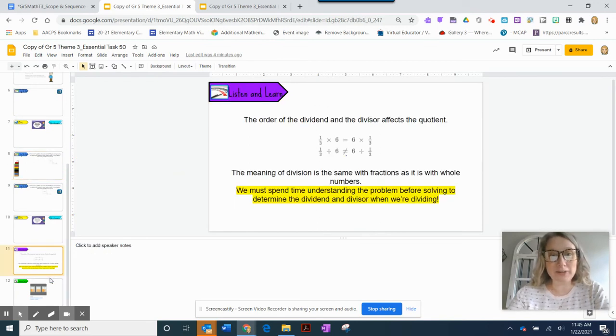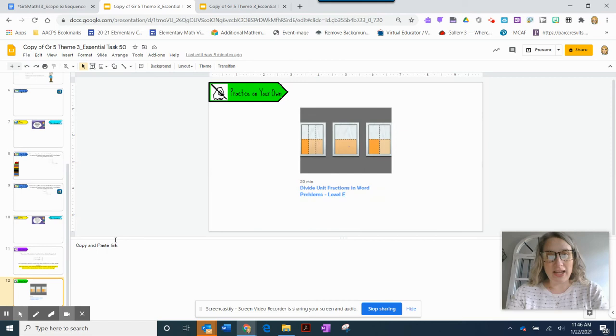You will see here that our big idea, once again, is that we need to spend time understanding the problem before we solve to determine what our dividend and divisor is. We can't just be number grabbers. We have to interpret, we have to make meaning of that problem. There's a Ready Common Core video here for them to practice as well, just looking at unit fractions and word problems.